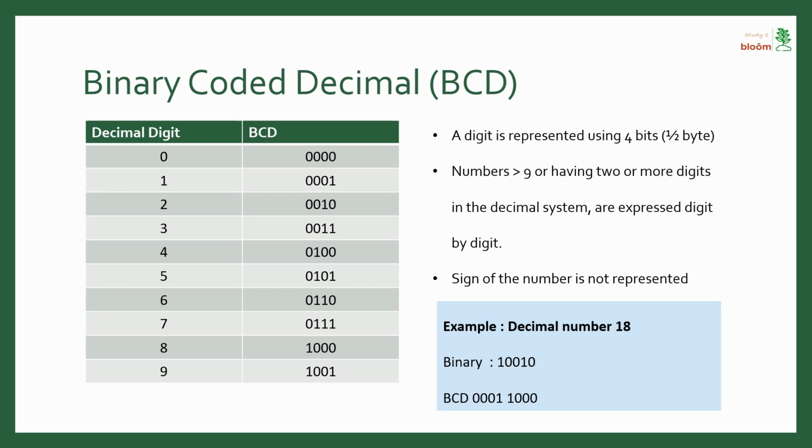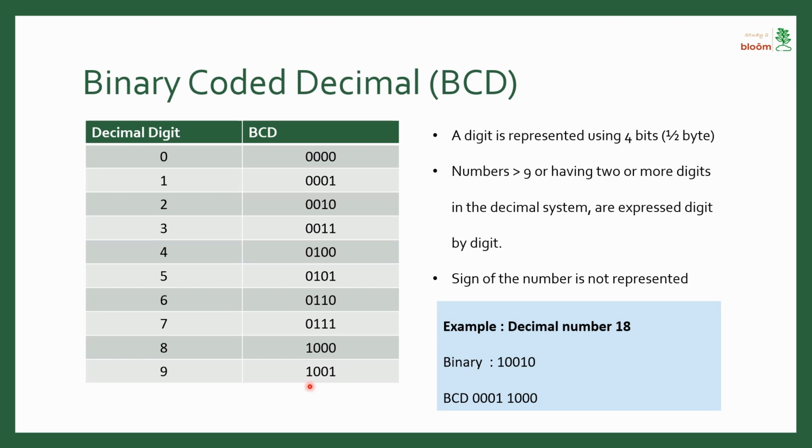Here we can see how the numbers are represented. The decimal digit is represented using 4 bits: 0 is four zeros, 1 is 1 with the remaining zeros, and again 2, the remaining are zeros, likewise. So here, up to 9 we can represent.